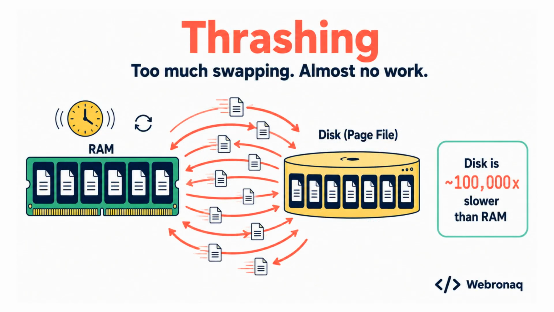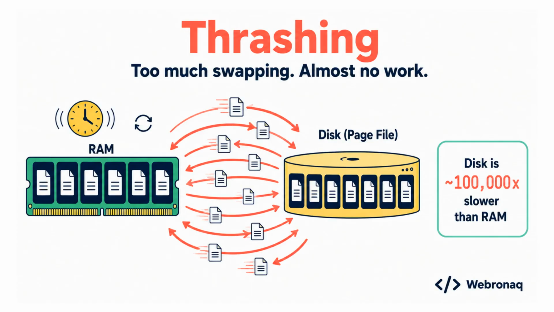Here's the catch. Your disk, even a fast SSD, is dramatically slower than RAM. RAM responds in nanoseconds. A typical SSD responds in microseconds. That's roughly 100,000 times slower. A hard drive is even worse. So every time the OS has to swap a page in or out, you pay a small speed tax. Usually that's fine, you don't notice it.